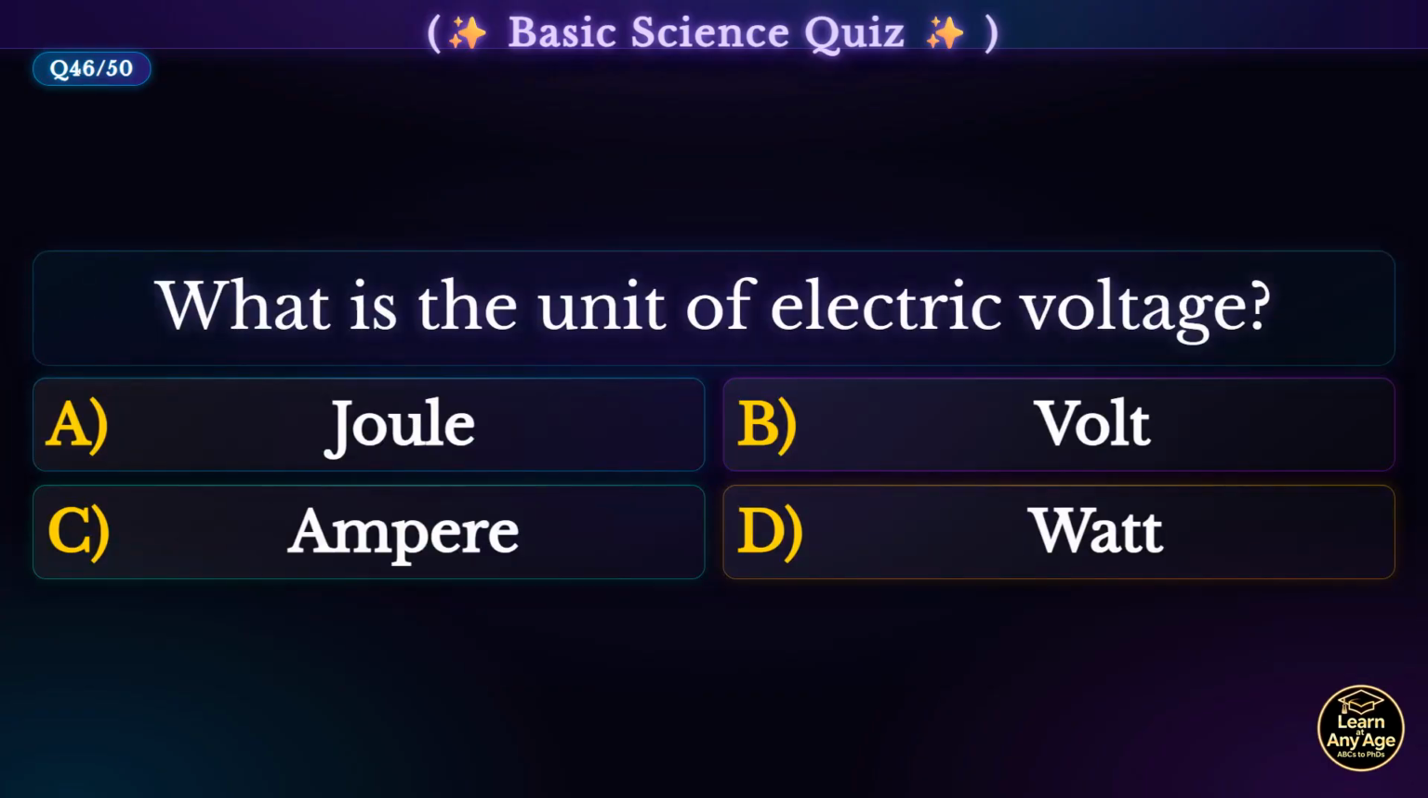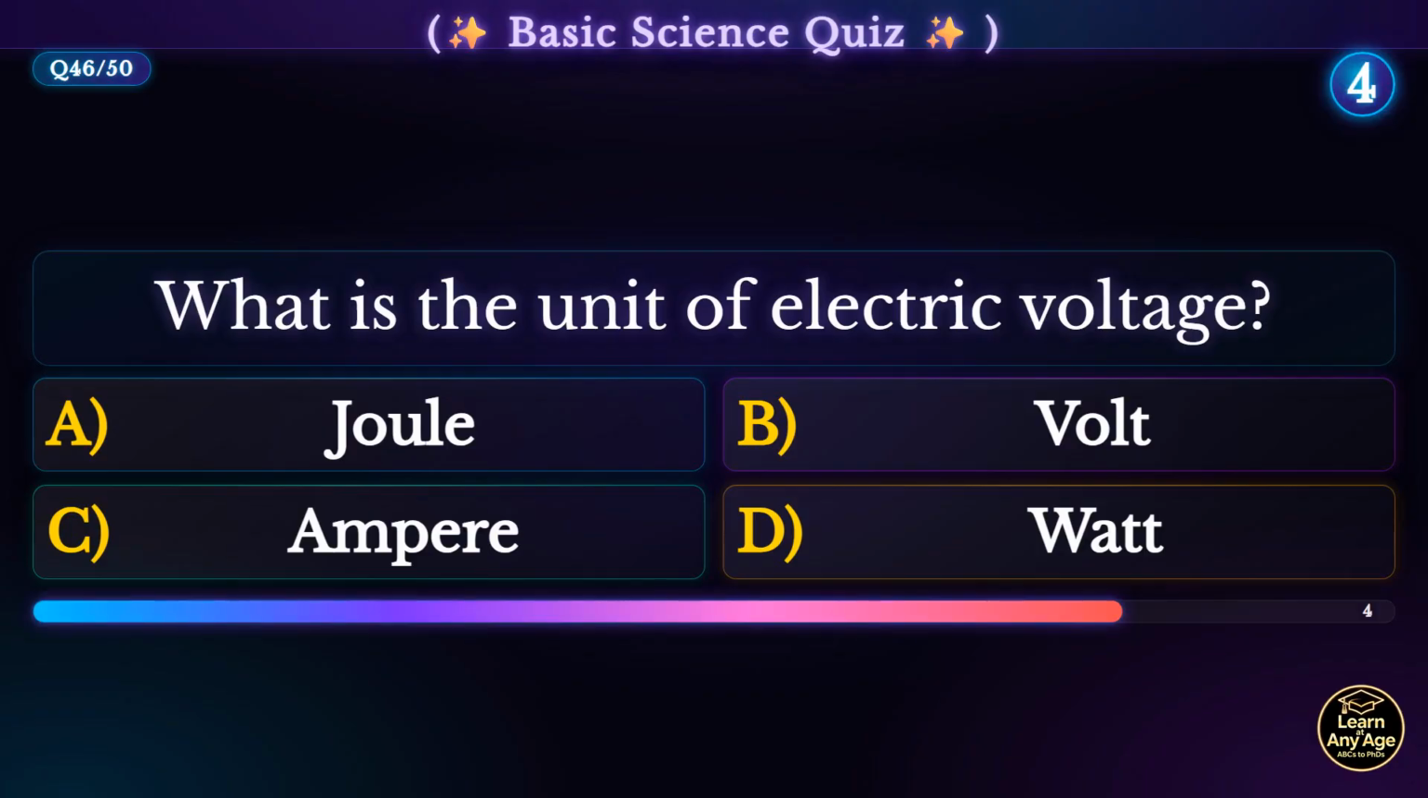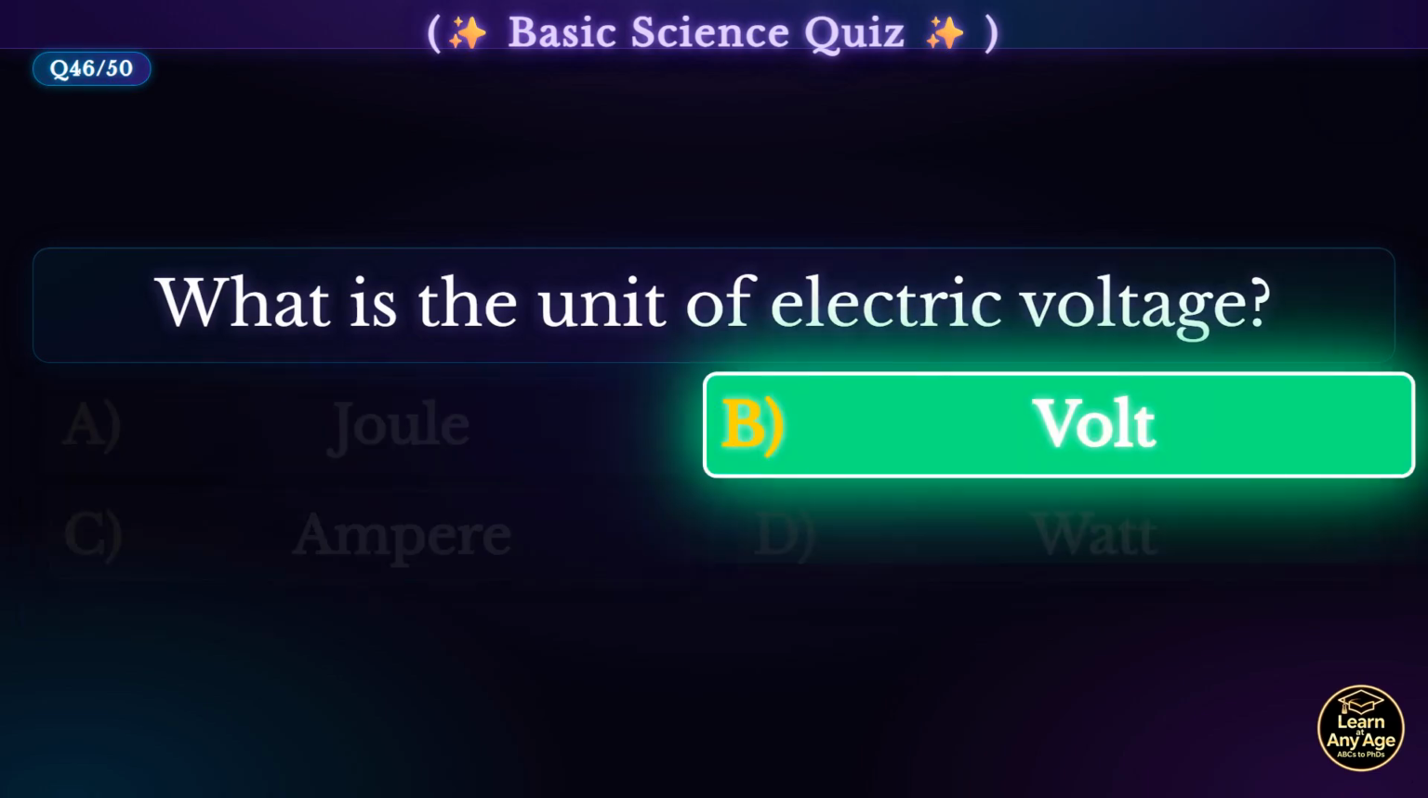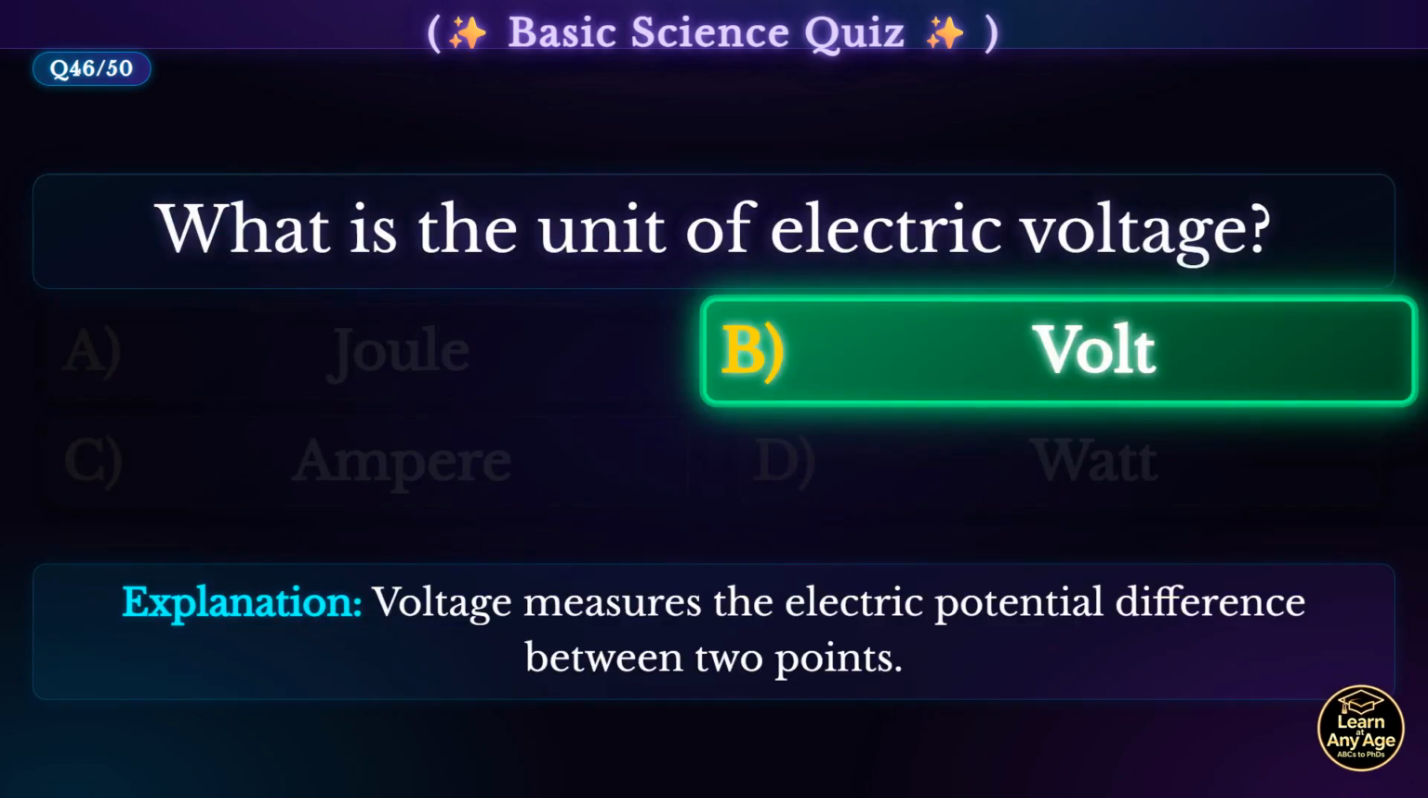What is the unit of electric voltage? Joule, volt, ampere, watt. Volt. Voltage measures the electric potential difference between 2 points.